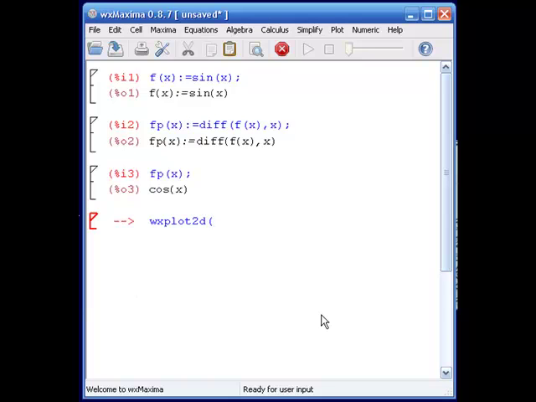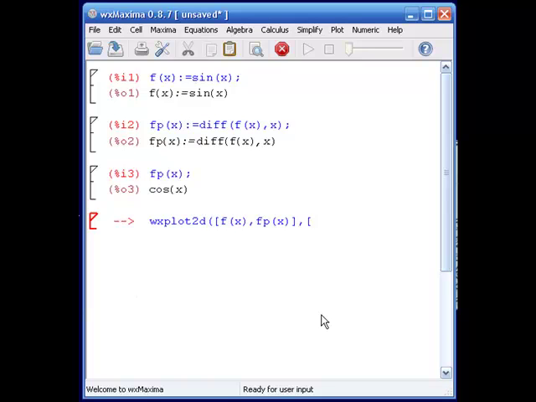Because I'm plotting two functions and I'm using the plot2d command, you have to follow a certain protocol, and you have to list the functions as f of x, that would refer to the sine function basically, and fp of x, that would refer to, of course, its derivative. You would close the bracket, and then you would want to give yourself a graphing window in terms of size.